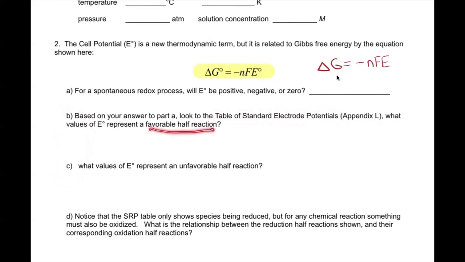Which values on table L would represent when you get delta G as being less than 0, right? That's what we're looking for. What magnitude, size, sign of E gives you the negative delta G? And then by contrast, in part C, which reactions would represent an unfavorable reaction or give you a delta G greater than 0? Again, I'm looking for the sign of E, the magnitude of E, to help answer those questions. All right.